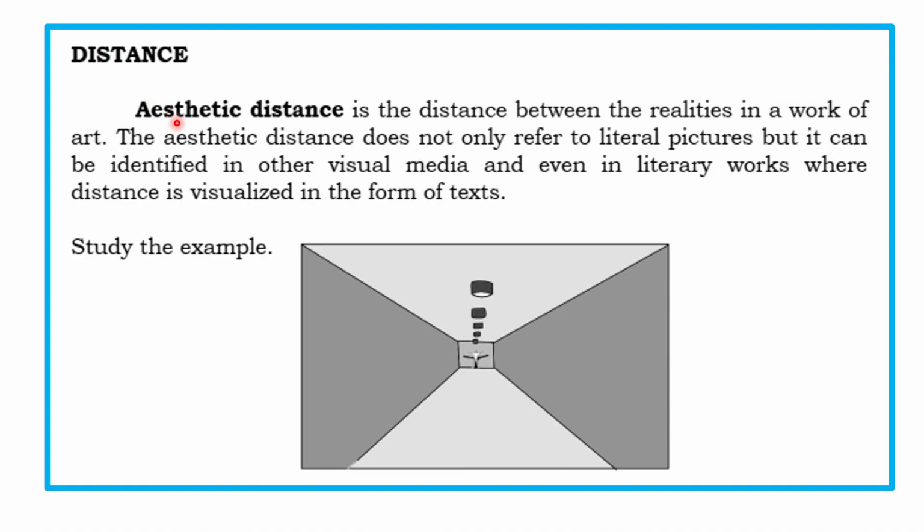Distance. Static distance is the distance between the realities in a work of art. The static distance does not only refer to literal pictures, but it can be identified in other visual media and even in literary works where distance is visualized in the form of text. Look at this one. This is an example of static distance.